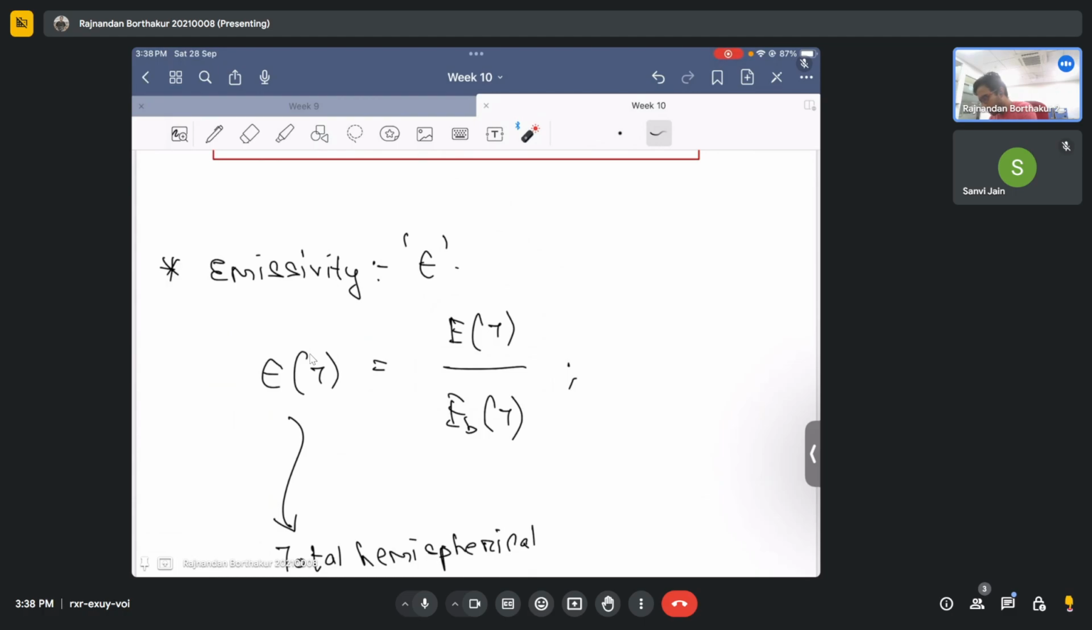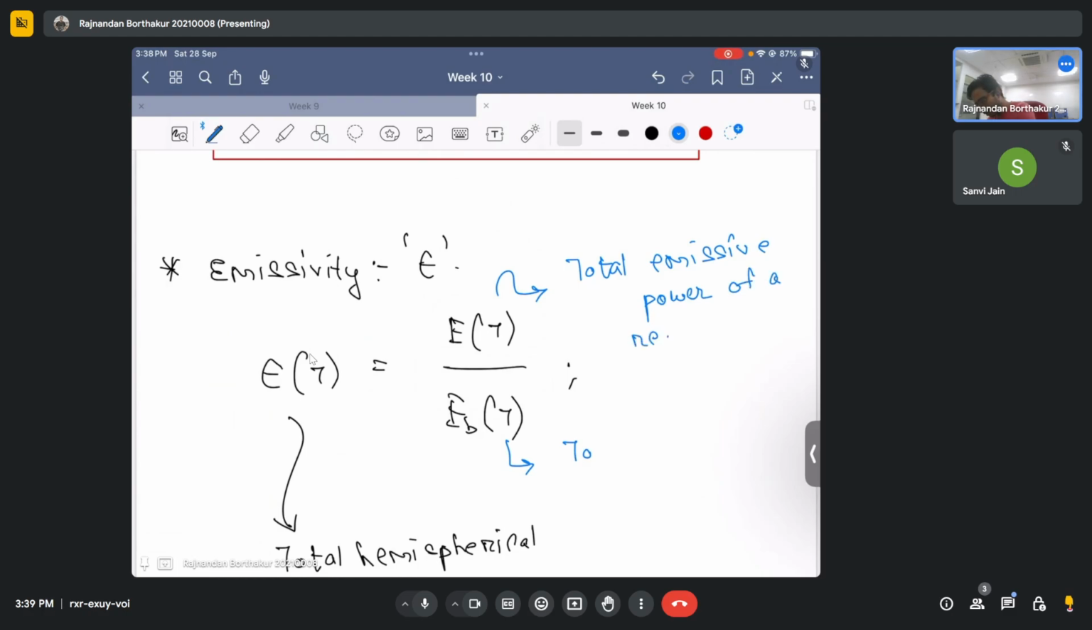So as I said, this is nothing but your total emissive power of a real body, and this is your total emissive power of a black body.